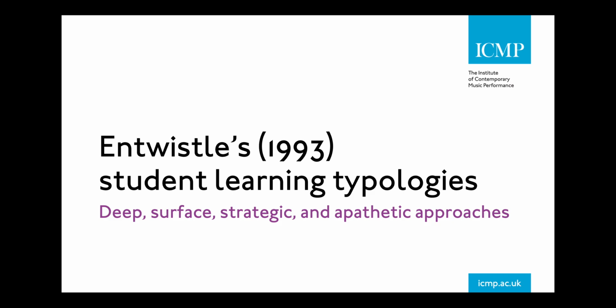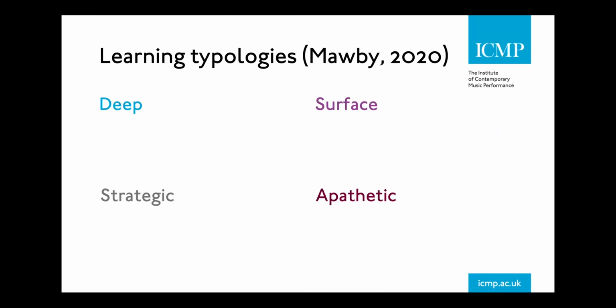Entwistle's research into learning typologies highlights 4 types of learners. These approaches are categorised as follows: deep, surface, strategic, and apathetic. The deep approach is characterised by the student who wants to learn and will utilise and apply what they have learned in other areas, including assessment. The student who is a deep learner is described by Entwistle as the model student. Deep approach learning is associated with the term deeper learning, a method that tutors aspire to deliver within their course content, according to Entwistle.